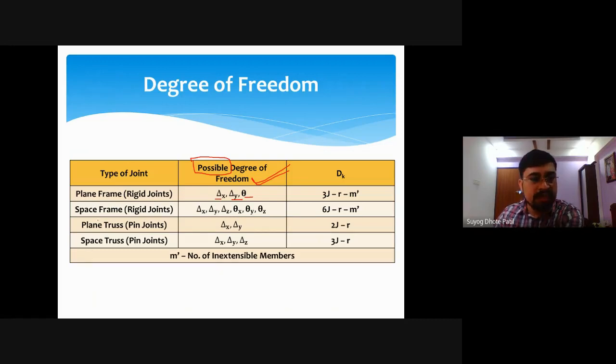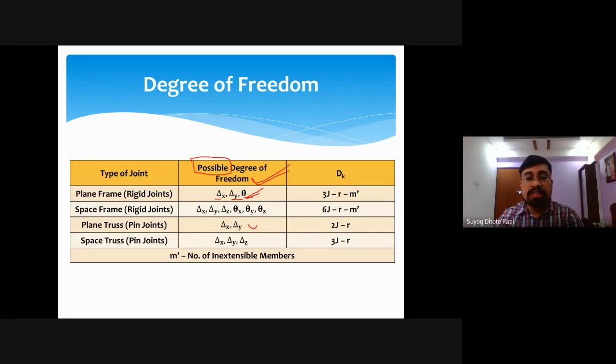For a space frame, it is 6 in number. For a plane truss, it is 2, meaning the theta term is neglected and only horizontal and vertical movement remain. For a space truss, there is three-dimensional movement, but no rotation. In trusses, only displacement is possible. So dk can be calculated using 3j minus r minus m dash for a plane frame, 6j minus r minus m dash for a space frame, 2j minus r for a plane truss and 3j minus r for a space truss, where m dash is the number of inextensible members. Now, what is an inextensible member?